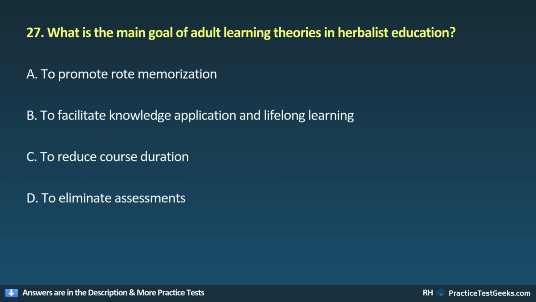27. What is the main goal of adult learning theories in herbalist education? A. To promote rote memorization. B. To facilitate knowledge application and lifelong learning. C. To reduce course duration. D. To eliminate assessments.